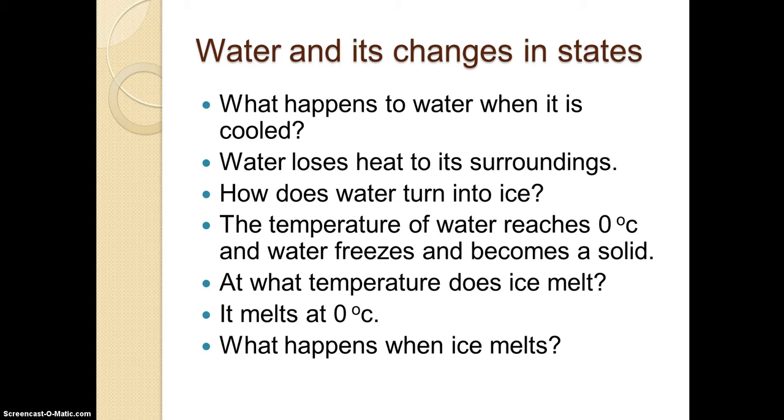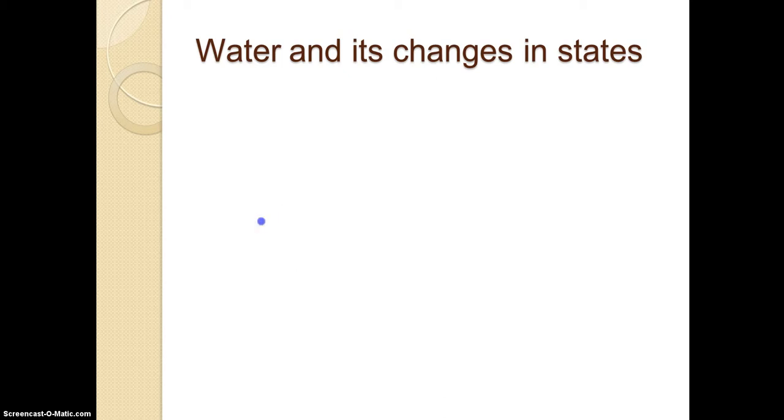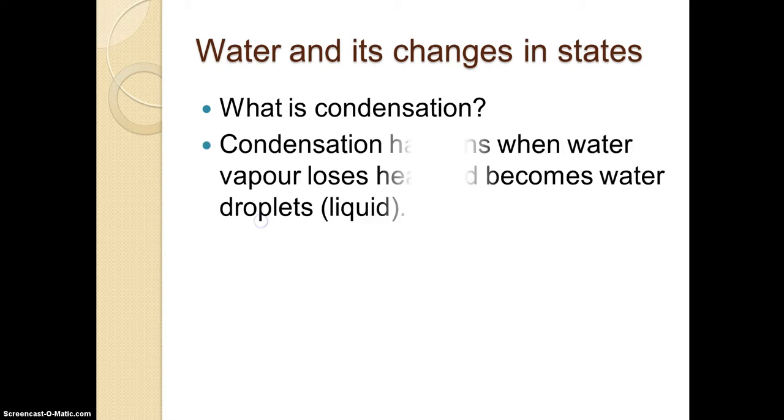What happens when ice melts? It turns from solid to liquid. What is condensation? Condensation happens when water vapor loses heat and becomes water droplets, a form of liquid.